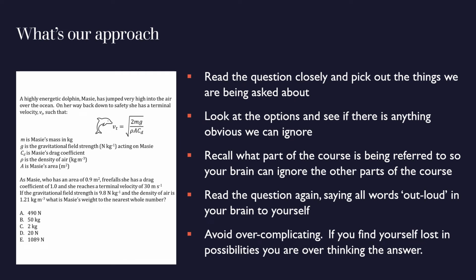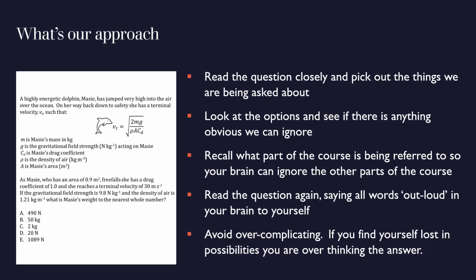So what's our approach going to be? Well, we know we need to read the question closely and pick out the things we're being asked about. So here we need to ignore the whole story about Maisie and not get lost in it. We just need to recognize we have an equation, we have some numbers that align to the factors in that equation, and we just need to calculate an answer.